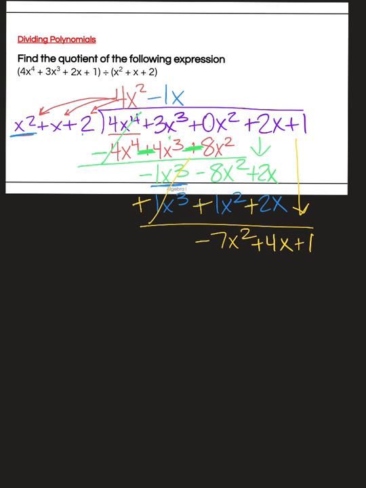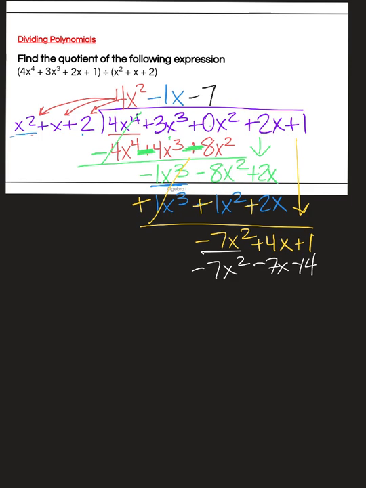Okay, now, negative 7x squared is here. x squared is here. So how do I get negative 7x squared from x squared? I'm going to multiply by negative 7. And I'm trying to change my colors because I'm working with two different colors. So negative 7 times x squared is going to give me negative 7x squared. Negative 7 times x is going to give me negative 7x. And negative 7 times a positive 2 is going to give me a negative 14.